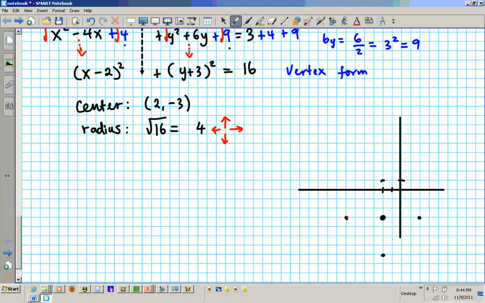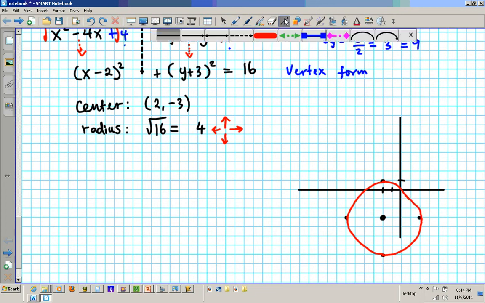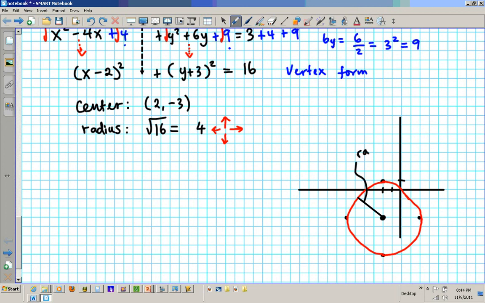Alright, and then you connect the dots. Try to make a circle as best as you can. Please do not draw a rhombus. Ooh, this is terrible. Okay, that wasn't me. It was this electronic device. Alright, so there you have it. There goes your circle, and then indicate the radius. Pardon this crooked circle. This is the radius right here. Okay? So that's how you do it.